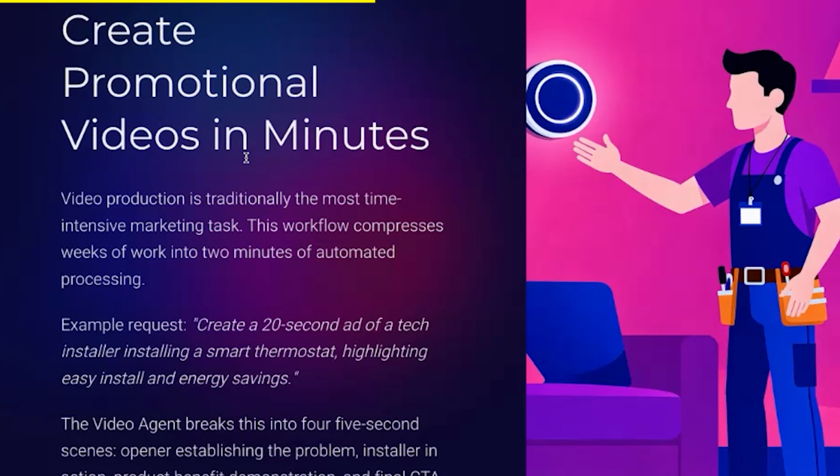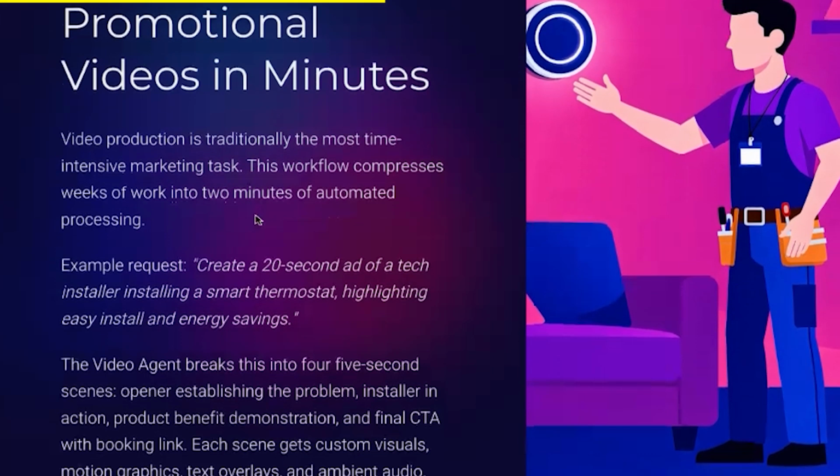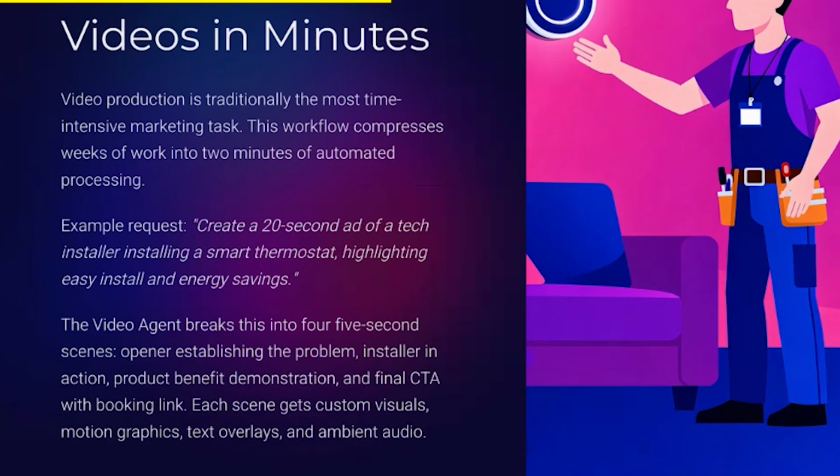So if you want to create promotional videos in minutes, right? Video production is traditionally the most time-intensive marketing task because this workflow compresses weeks of work into 2 minutes of automated processing, right? You can basically tell your AI to generate the video for you in seconds, right? But you've got to be very specific with the prompt. This is how it works, right?